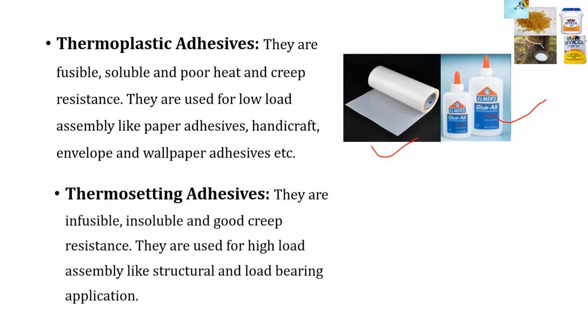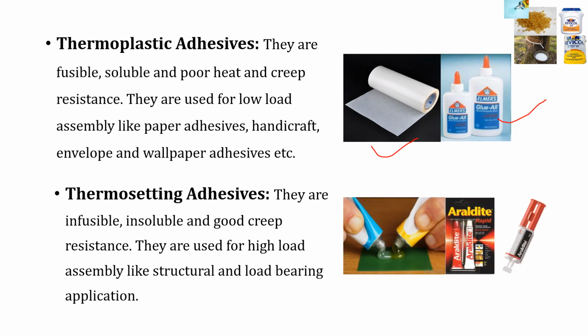Next is thermosetting adhesives. They are infusible, insoluble, and have good creep resistance, because of which they are used for high load assembly like structural and load bearing applications. The examples are epoxy resins and formaldehyde. These are examples of thermosetting adhesives.